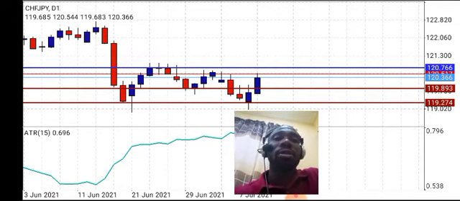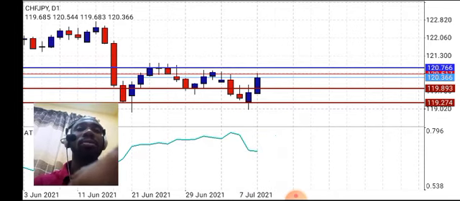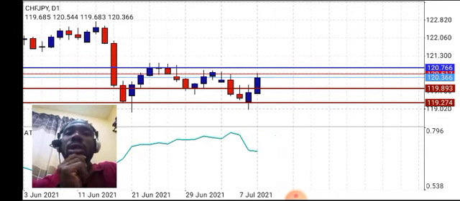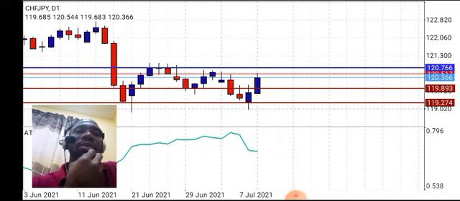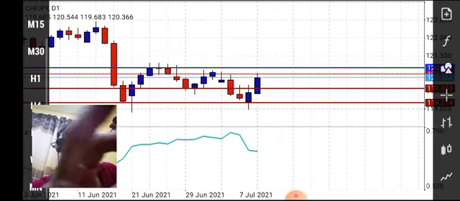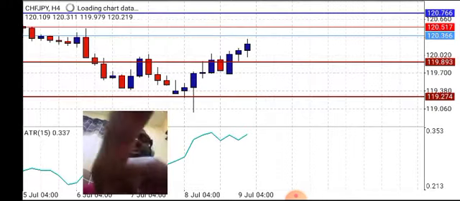Let's see how it all plays out. Okay, so let's go to the next pair on our list. So sell below 119.27. You can also consider buying above 120.76. Let's see what we have on the 4-hour time frame.